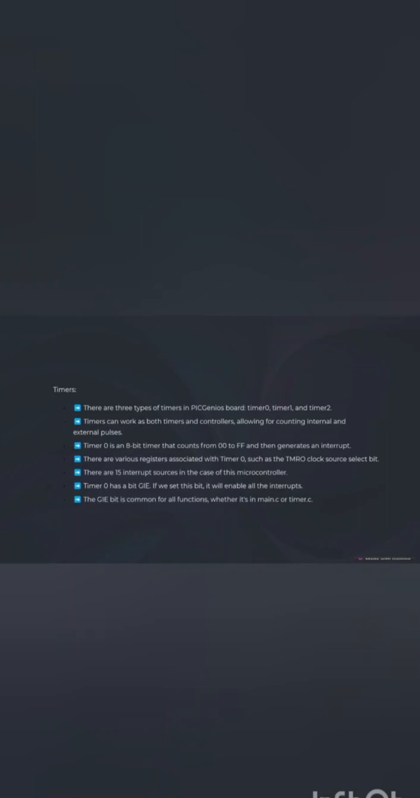There are 15 interrupt sources in the case of this microcontroller. There is the GIE bit. If we set this bit, it will enable all the interrupts present in the PIC. Interrupts. The interrupts are the buzzer and fan. Interrupts occur when the timer 2 register overflows. The buzzer connects to pin 1 of port C. The fan connects to pin 2 of port C.